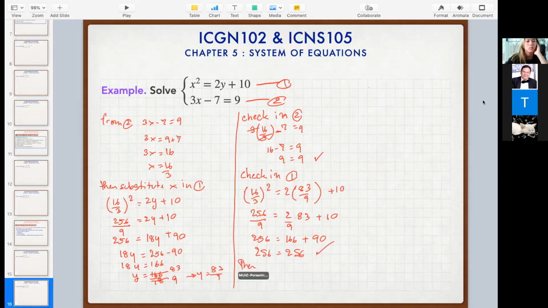Then the solution for this system is x is 16 over 3, comma, y is 83 over 9. Okay, this is the answer.